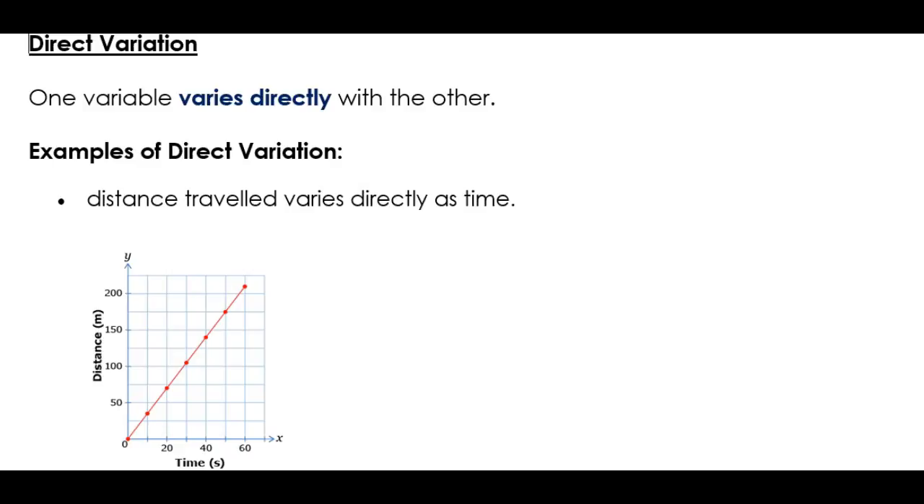So what do we mean by direct variation? We mean that as one variable is changing, the other one is varying directly with it. Let me give you some more concrete examples so that this can make sense to you. A good example we've already seen is that the distance traveled will vary directly with time. For instance, if there's no time gone by, I would not have traveled any distance. So I can see that my y-intercept is at 0.